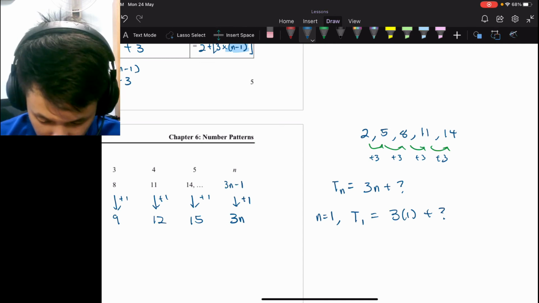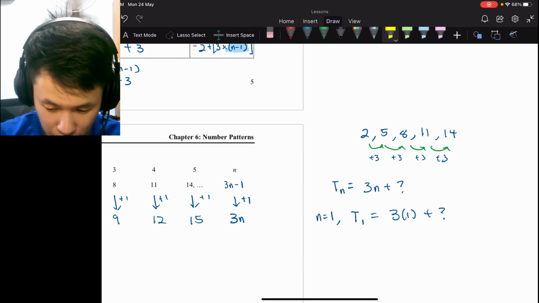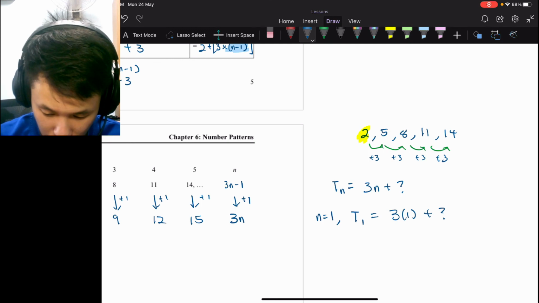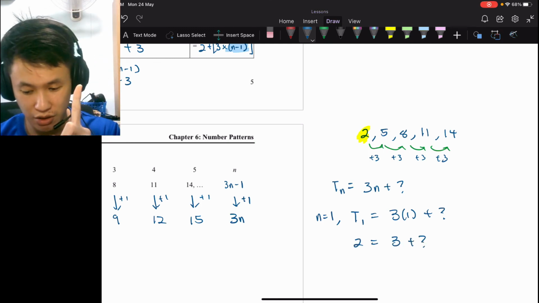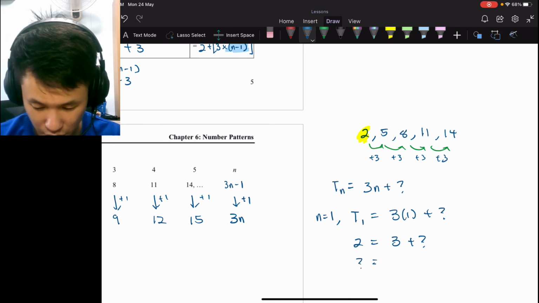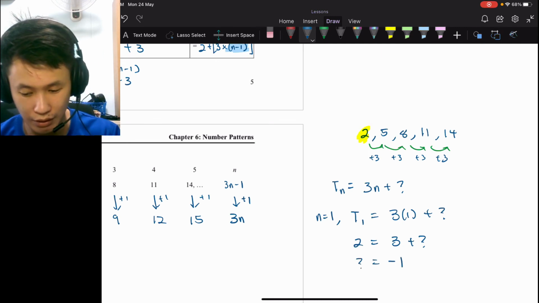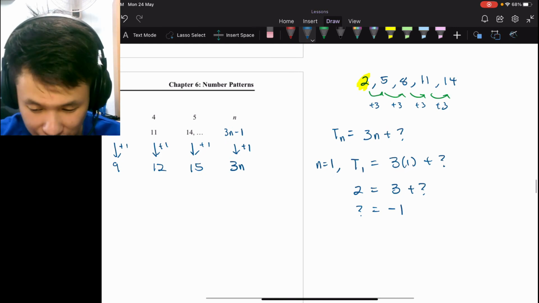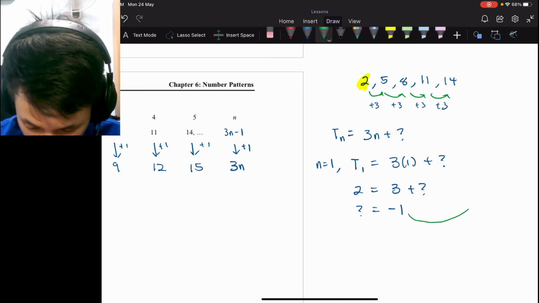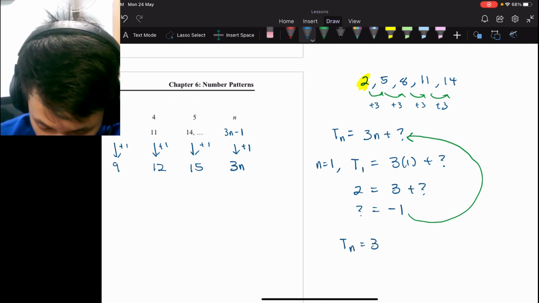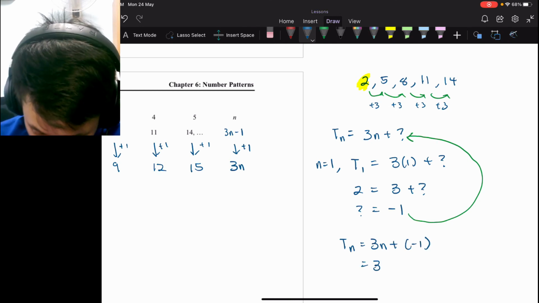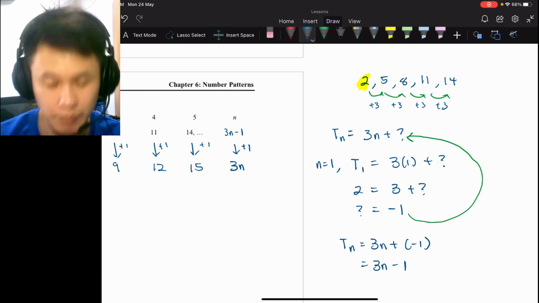So what is term 1? We have the first term, which is 2. So 2 is equal to 3 plus the question mark. We can actually find the question mark now. So the question mark is equal to negative 1. So I can substitute this question mark back into here. And hence, Tn is equal to 3n plus negative 1, which I can rewrite as 3n minus 1.